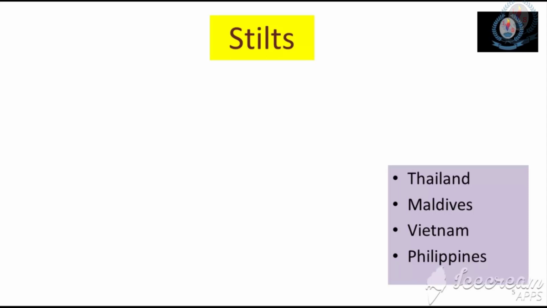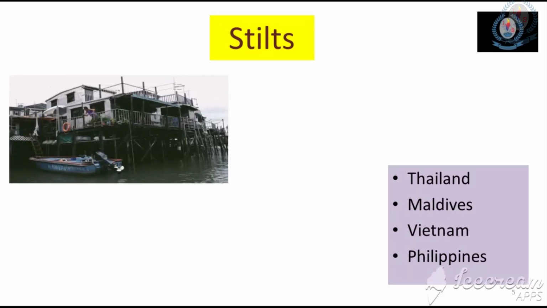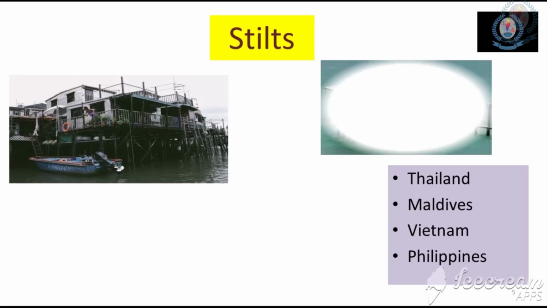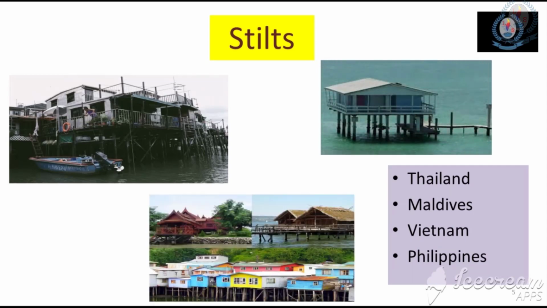Stilts. This is the first living place that today we are going to learn about. What are stilts? Here are some pictures of stilts. These pictures show homes that are on stilts. These people live over the water. In some countries, whole villages are built on stilts. People use boats to get back to the land.